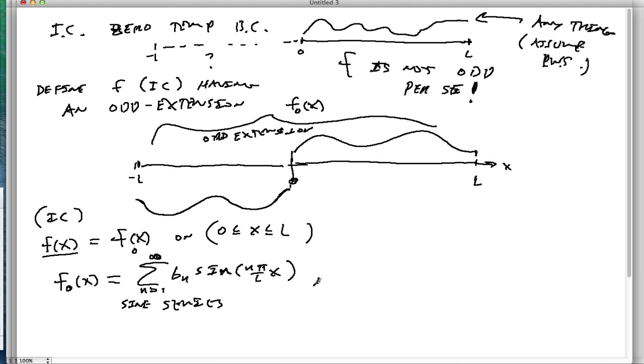So now one little note here. Is there something we can do with b_n's? So I'm going to put a little question mark there.